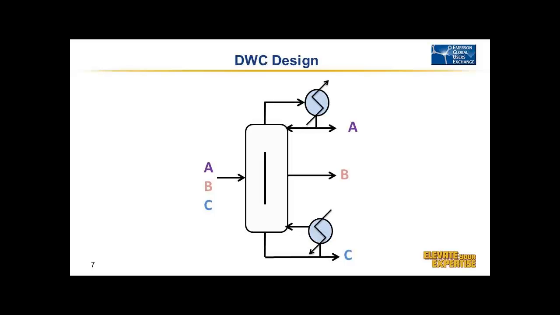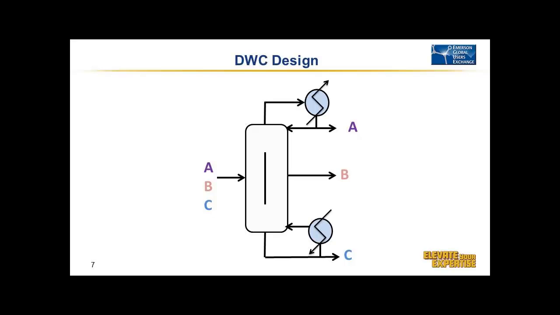And so what a dividing wall column does is you're able to actually separate three components in one column. And here you can see by adding a wall, it separates the feed from the side stream, so you can pull out a side stream product and actually do a three-component separation in one column. And you can see the benefits of this. You only have one column versus two distillation columns, one reboiler, one condenser, versus two reboilers, two condensers. You save energy and capital cost. This configuration is estimated about 30% energy savings over standard distillation techniques.